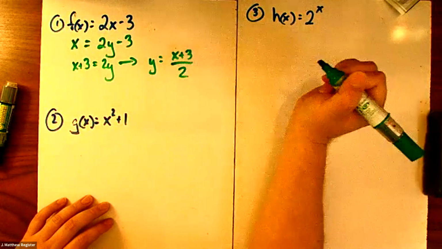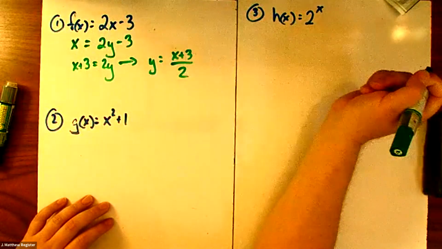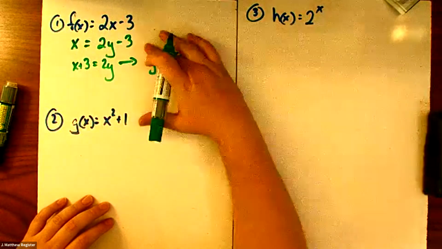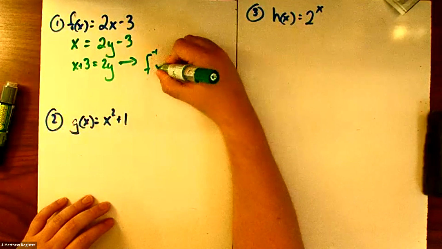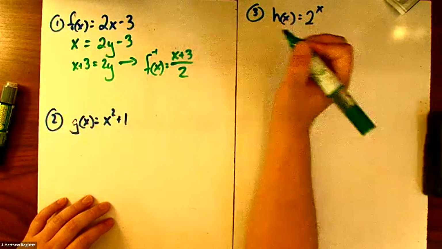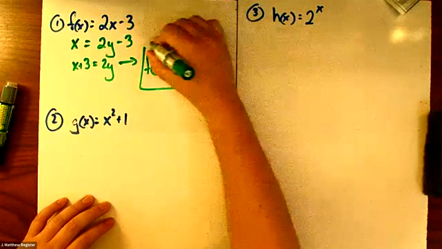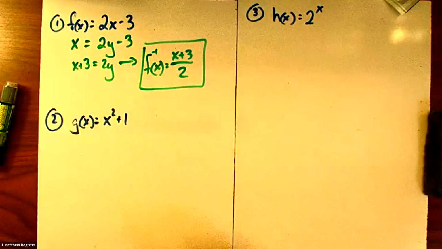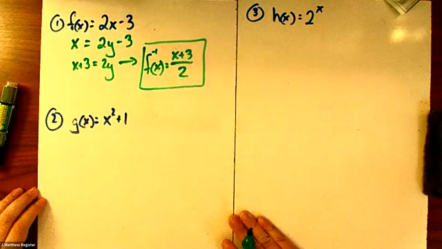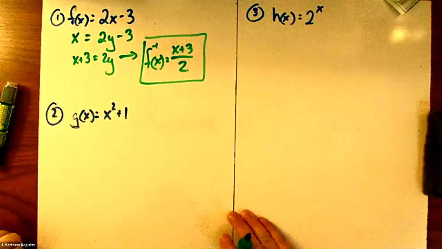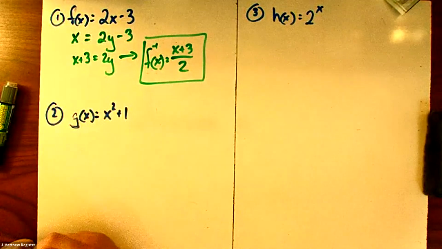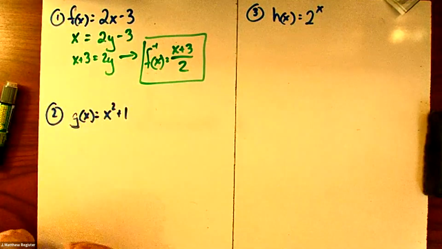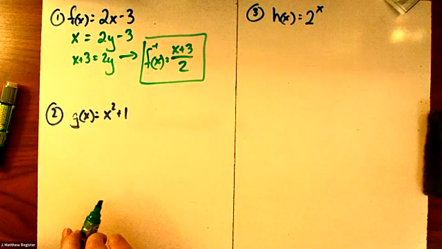And this is what we call our inverse function. And so we could say that this is f negative 1 of x. Notice in this case, our inverse is actually a function. That is not always going to be the case. And as an example of that, number 2. So for number 2, g of x equals x squared plus 1.